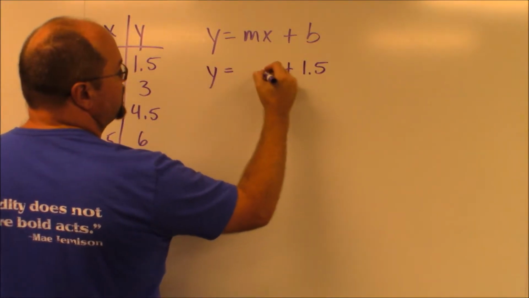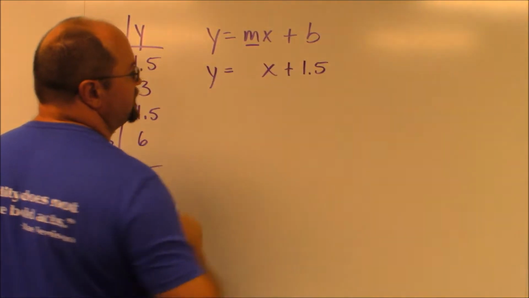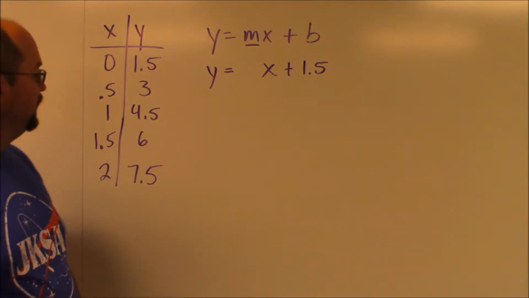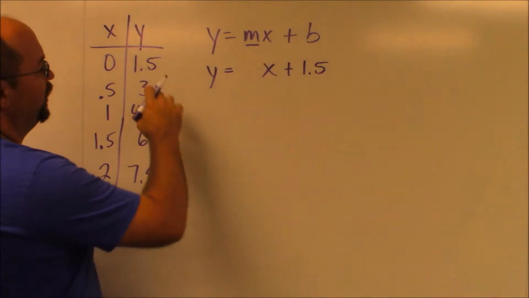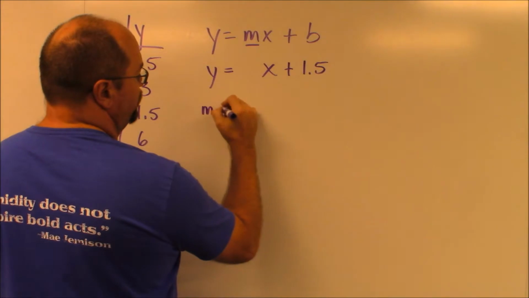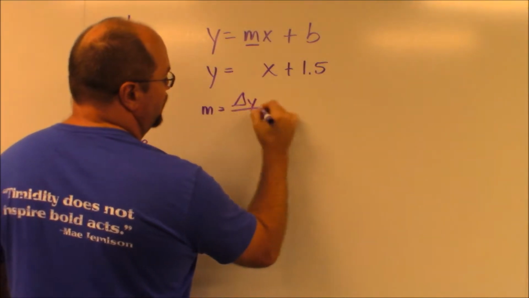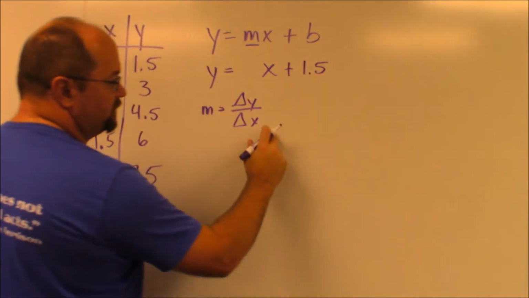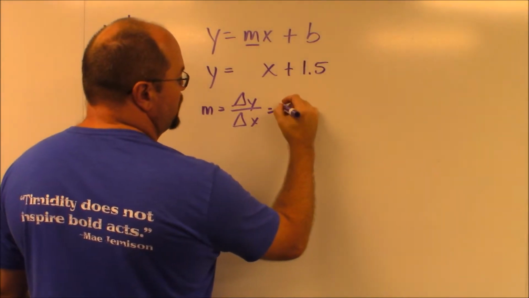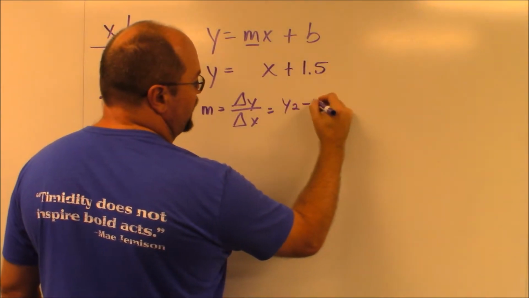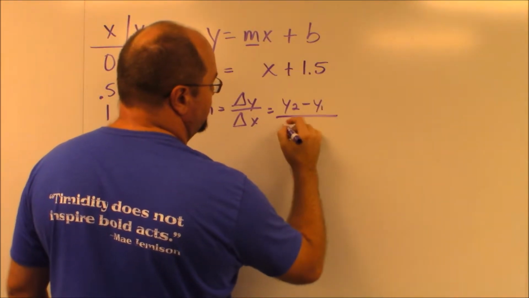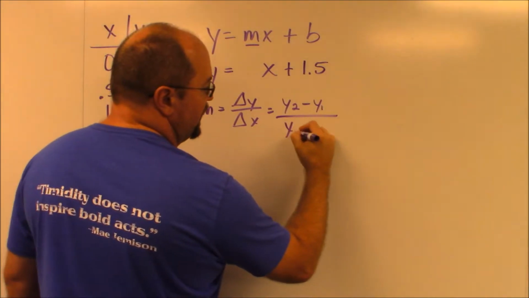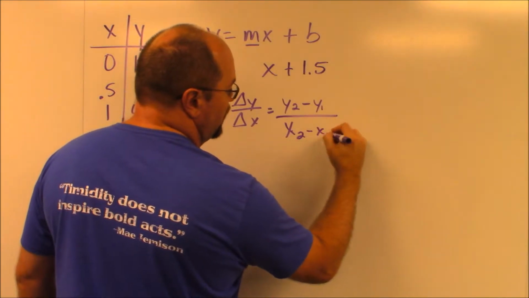And now we're really just left with finding what our slope value is. These numbers are not too challenging to work with. Remember that to find our slope, it's the change in y divided by the change in x. To find the change in y, we subtract y2 minus y1, and then divide that by the change in x, which is x2 minus x1.